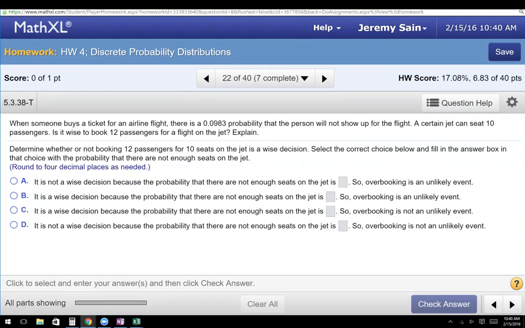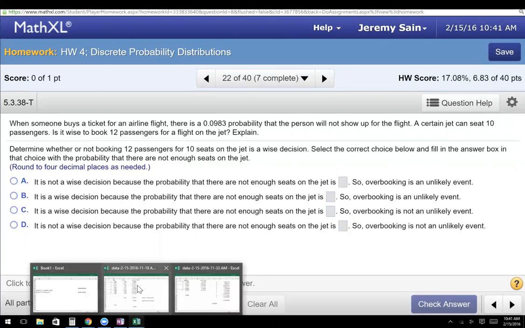A certain jet has 10 passengers. Is it wise to book 10 passengers for 12 passengers for the flight on a jet? Explain why. So what would be the probability that there's enough seats on the jet? How would I set that up? So how many people have to not come for there to be enough seats? 2, right? So go back.